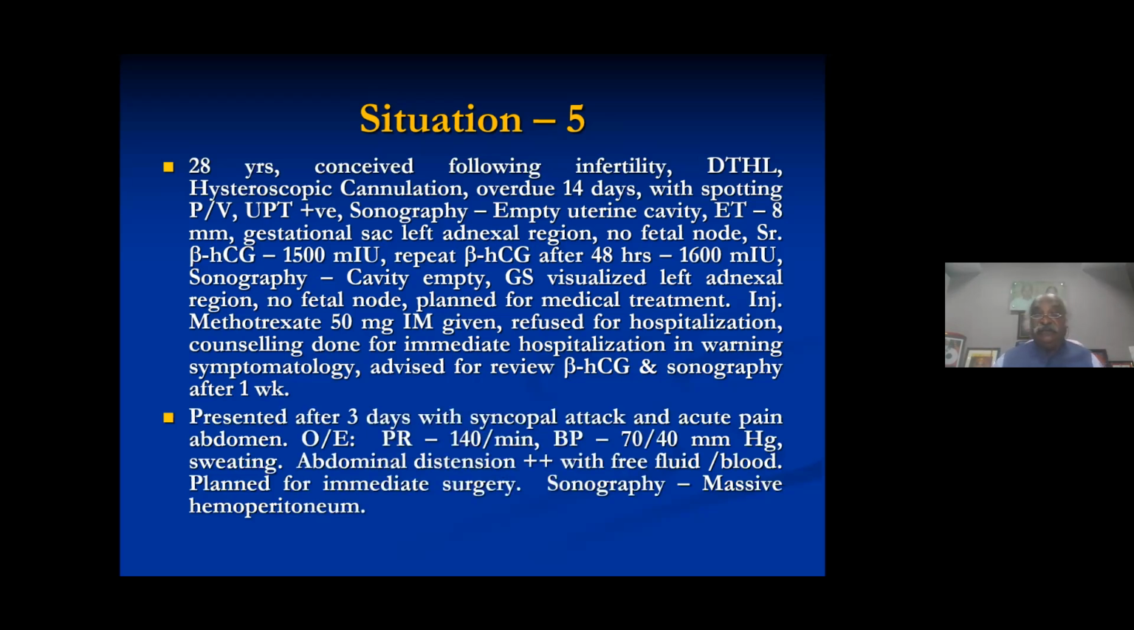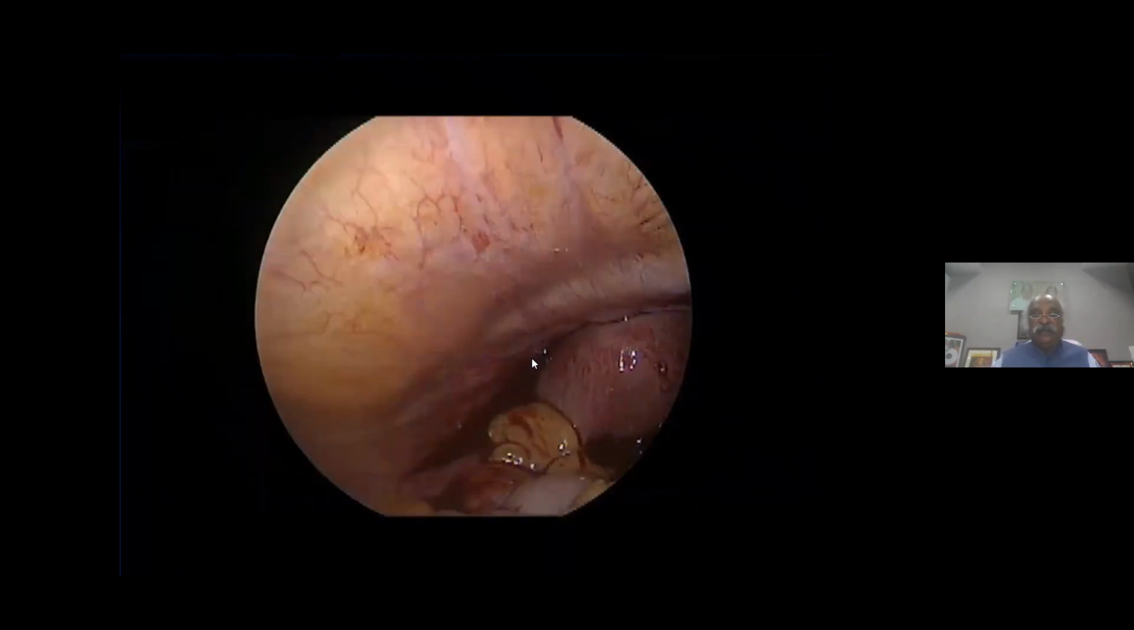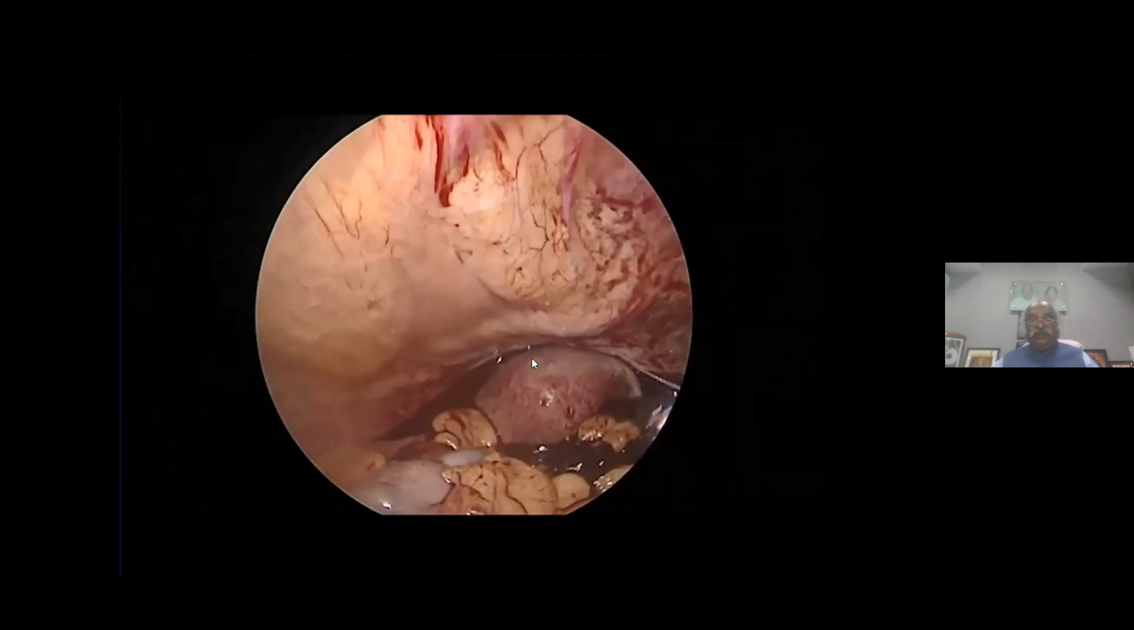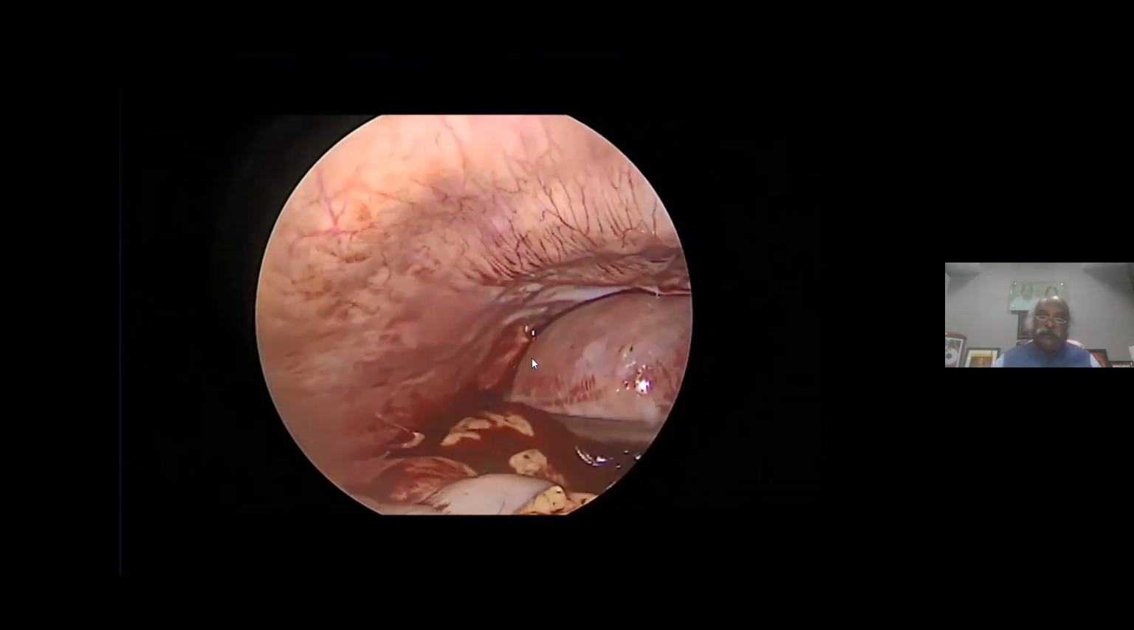She presented after 3 days with a syncopal attack and acute pain abdomen. On examination, I found pulse rate was 140 per minute, BP 70/40, abdominal distension, and free fluid in the peritoneal cavity, and therefore it was diagnosed earlier and planned for immediate surgery. Sonography showed a massive hemoperitoneum. And this was the picture on laparoscopy.